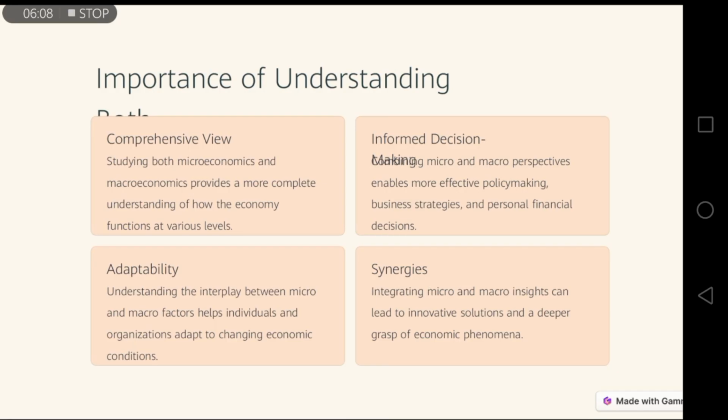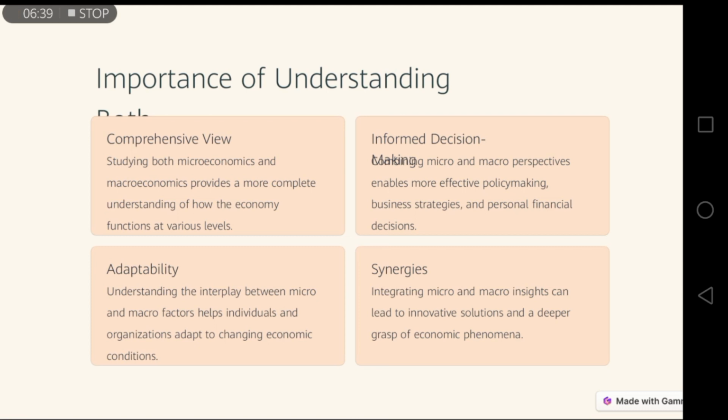Okay, next is the importance of understanding both. It is very important to understand both, because they are very important branches of economics, and economics is further built on these two branches. The first point is the comprehensive view, which states that studying both microeconomics and macroeconomics provides a more complete understanding of how the economy functions at various levels.